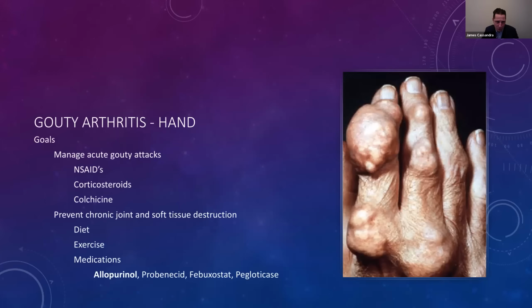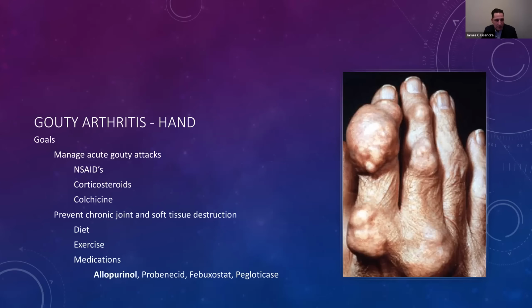So the goals of gout treatment are to manage these acute gouty attacks. NSAIDs, usually my go-to is indomethacin, and corticosteroids. Once you rule out infection in an acute case, you can definitely consider a cortisone injection into a joint. That can be very beneficial. You just have to make sure there's not infection. Cortisone injected into a joint with infection can lead to worsening of the infection. Colchicine is something that can be given.